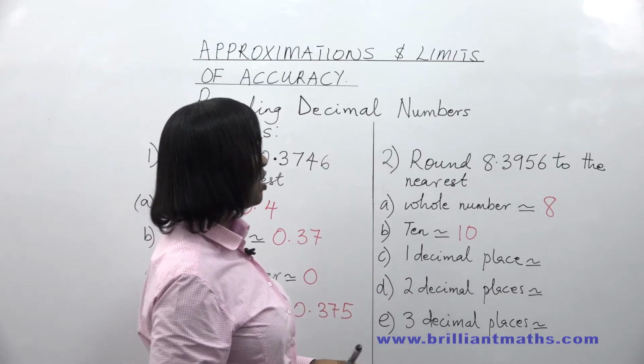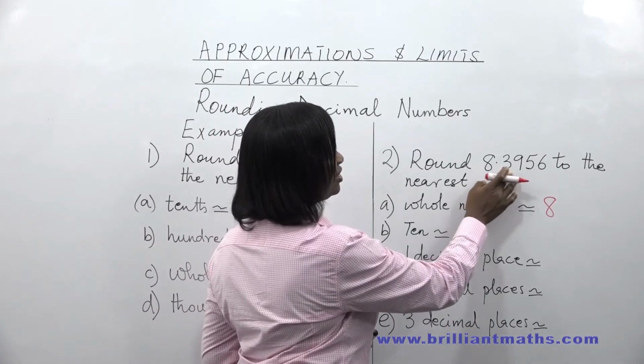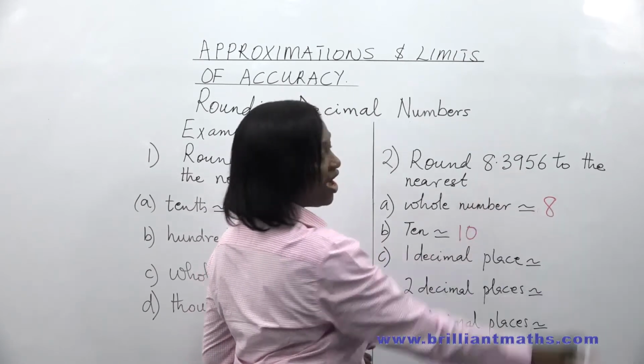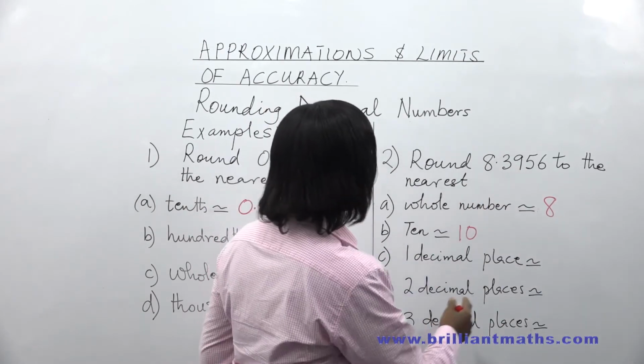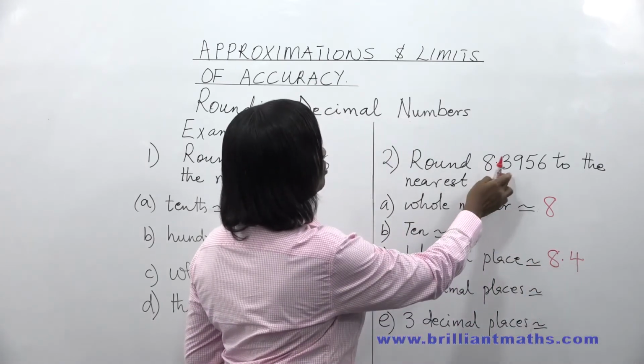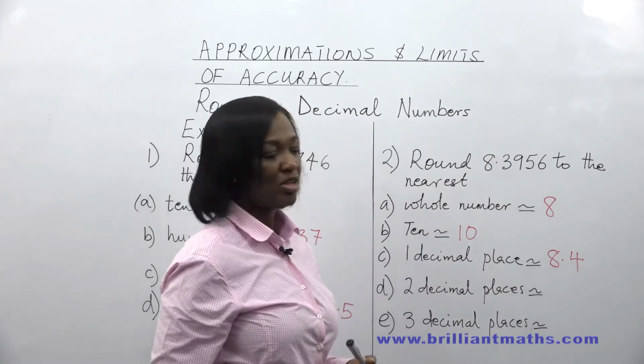Round to 1 decimal place. 1 decimal place means the tenths column. That's a 9 after the tenths column. So the answer becomes 8.4. We round up. Because we have a 9, we're adding 1 to the 3.